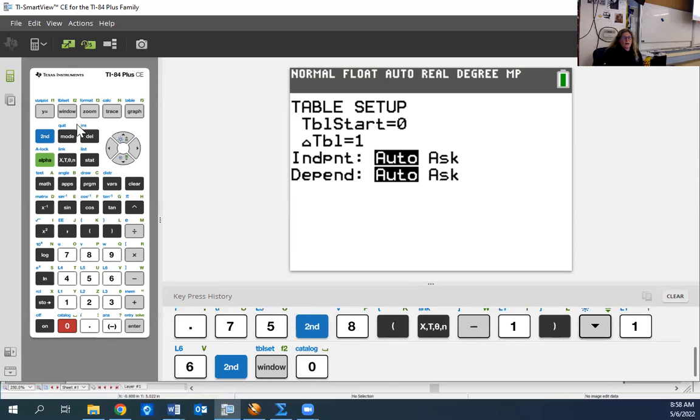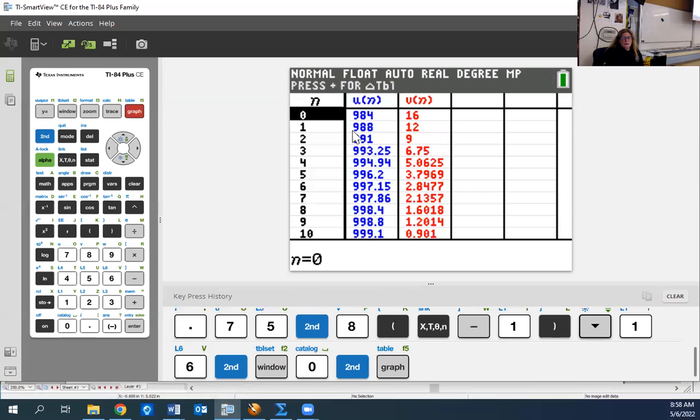Okay, and now up here, see how it says table, guys? We want to generate a table. So let's do second table. And there it is.